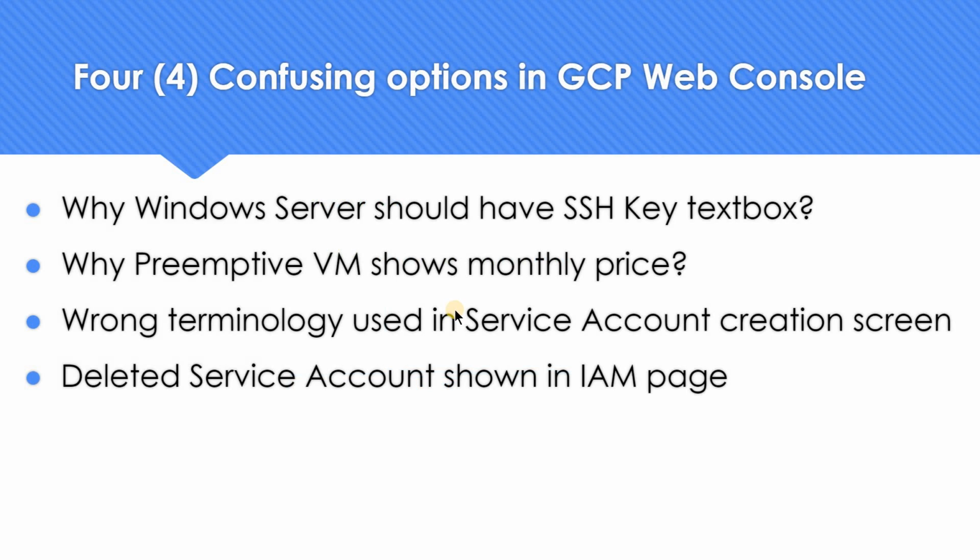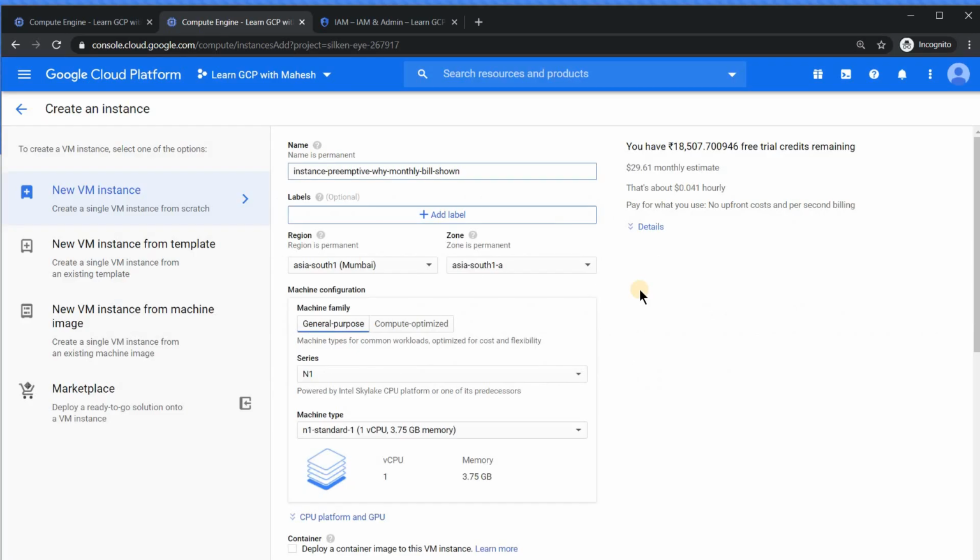Moving on to the next confusing option, which I see is when you create preemptible virtual machines in the web console, the price it shows is a monthly price. Everybody knows preemptible virtual machines are short-lived virtual machines. The life of those virtual machines is a maximum of 24 hours. So why can't the UI show a price for 24 hours instead of showing a monthly price, which does not make any sense? Let me show you that.